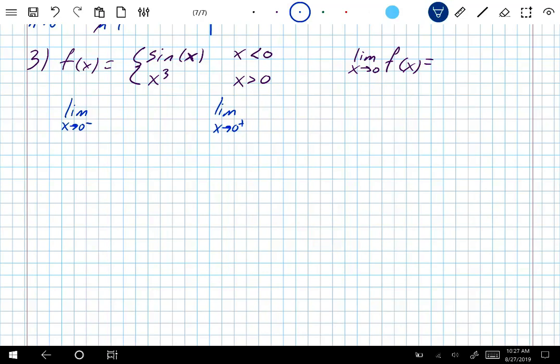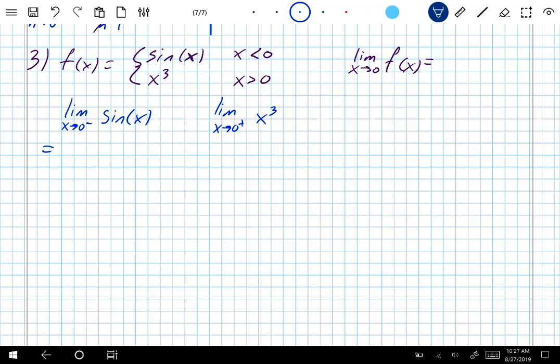So on the left, that means I am less than 0, which means that this function will just be sine of x. On the right, I'm bigger than 0, well then my f of x is just going to be x cubed. On that piece of the domain, close to 0 but bigger than it. And now I evaluate these two separately.